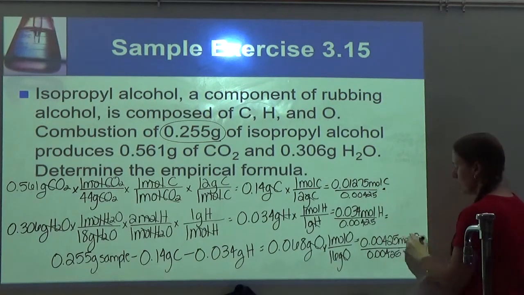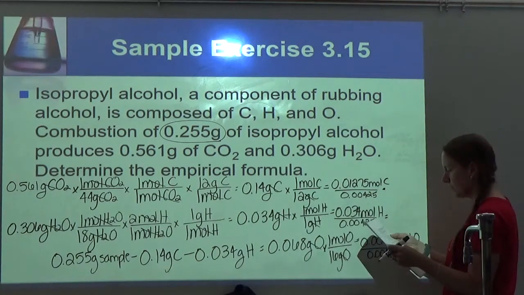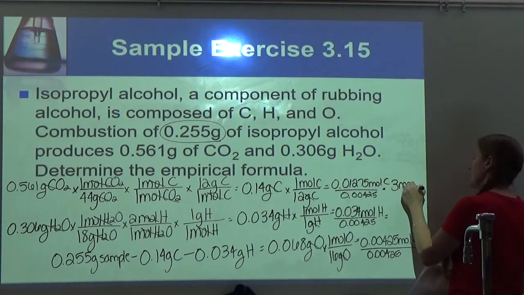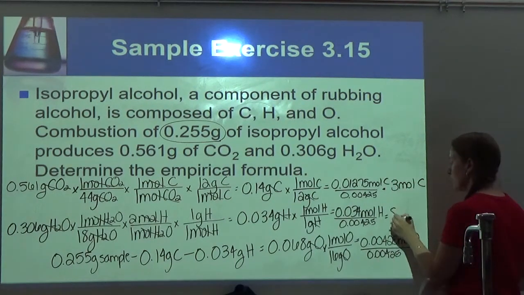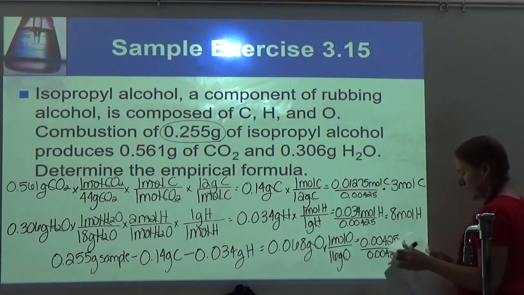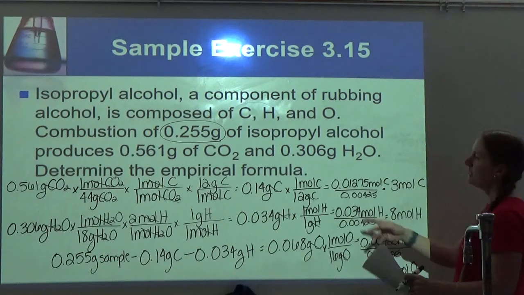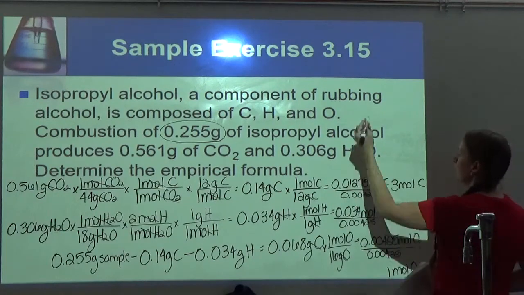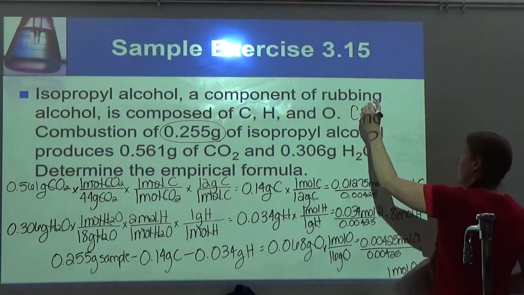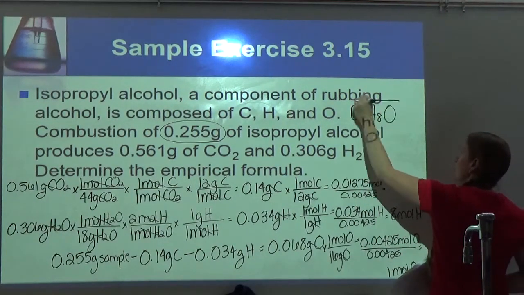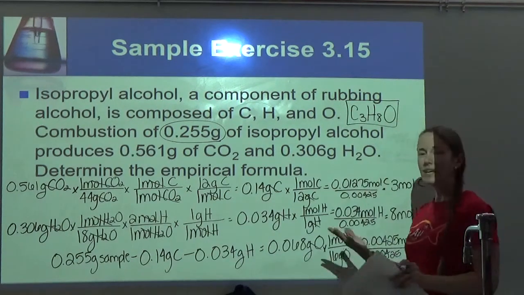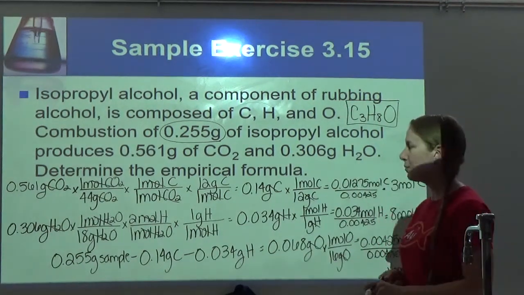All right, and so see, now it's just a normal empirical formula problem. So I get 3 moles for C, I get 8 moles for H, and I get 1 mole for O. So it says, what's the empirical formula? Ooh, I'm out of room. So it's C3H8O, just like that.